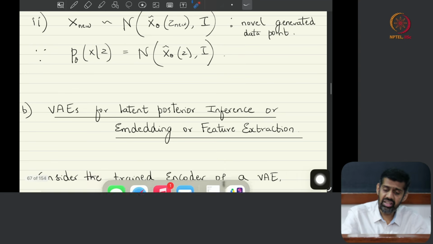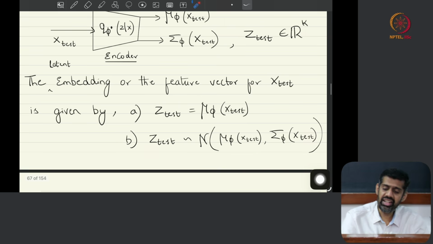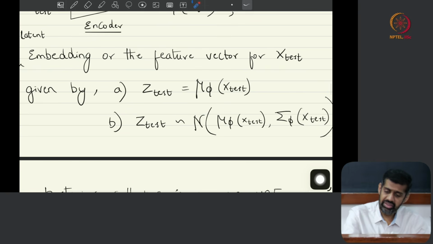Now, for posterior inference or embedding or feature extraction, how do you use the VAE? It is now obvious. Given a data point x, pass it through the encoder and you get mu phi and sigma phi. Use that to sample from that Gaussian distribution, and you can take any sample from that distribution as your embedding corresponding to x i, or you can use the mean itself as the embedding and use it for whatever purpose you would want. Are we good? Okay, so that is about VAE.